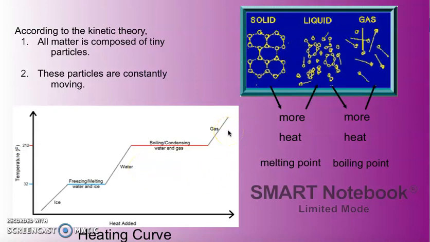And that's going to be true for everything that is a solid, whether it is water or something else. Well, water is solid in the form of ice. So these are called heating curves, and I want you to know why we have the flat lines here. I also want you to know what the kinetic theory says about matter and how it's constantly moving, and how adding more heat is how you go from solid to liquid to gas.